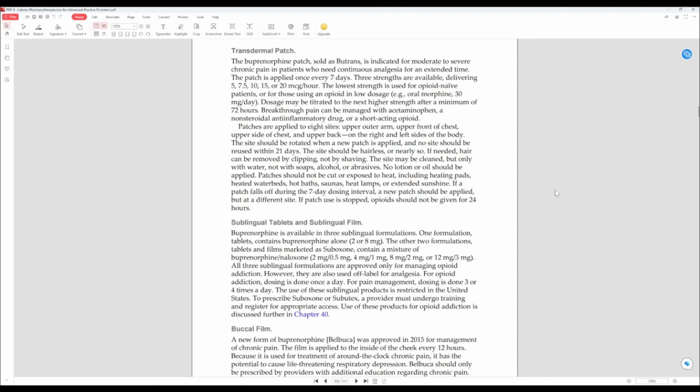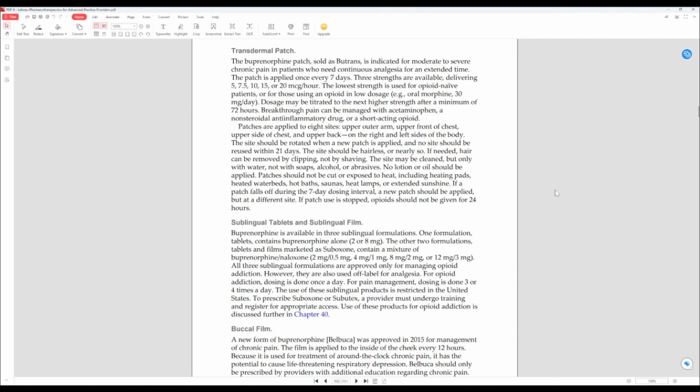Patches are applied to 8 different sites. It can be your upper outer arm, upper front of chest, upper side of chest, upper back, and that can be on either side, left or right. Sites should be rotated when a new patch is applied. No site should be reused within 21 days.